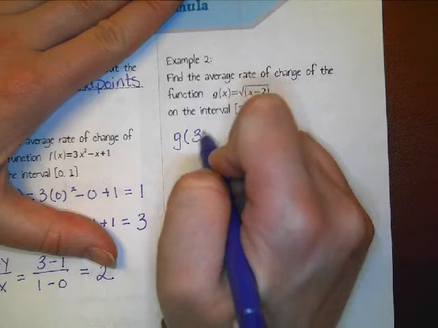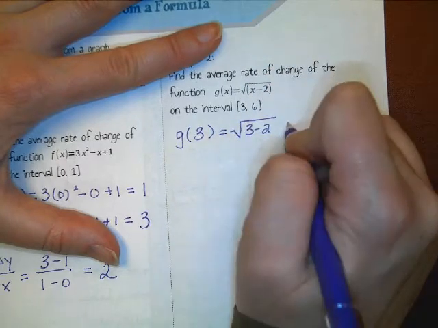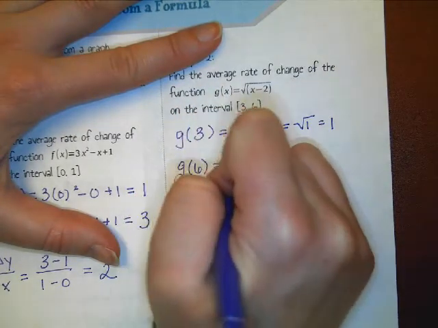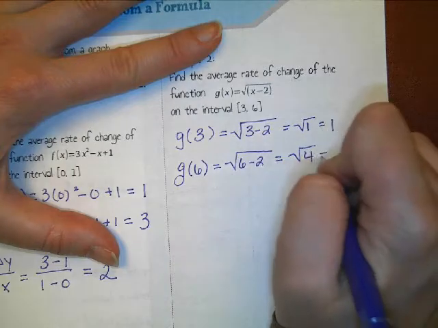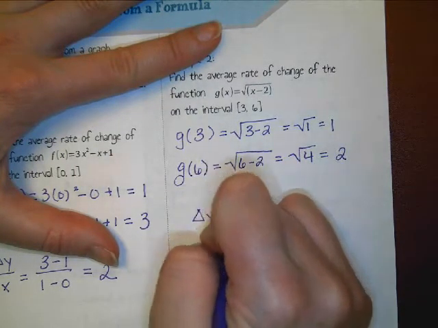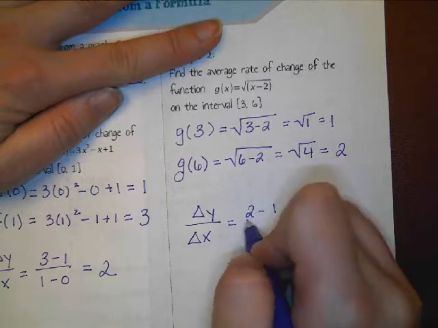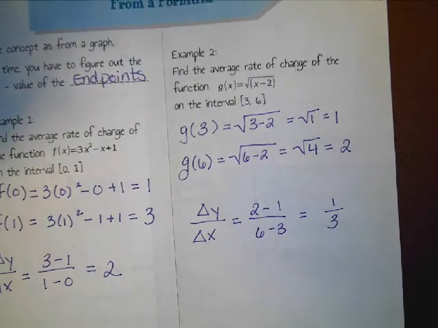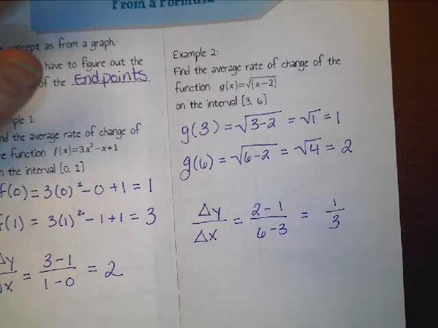All right, so for this function, let's do the same thing. Okay, a positive 1/3 is the rate of change. All right? Does that make sense to everyone? Yes.